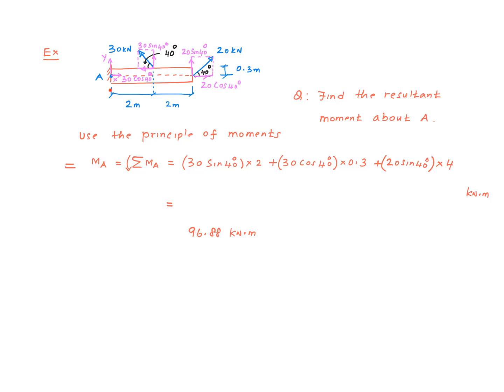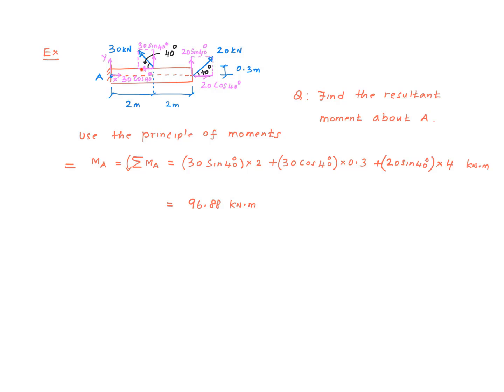And here is my XY coordinate system, and here are the components of these forces with respect to these directions. And here is the sum. So 30 sine 40, which is this one right there, right, has a perpendicular distance of 2 meters. And that's going to give me a counterclockwise moment. So I have a positive sign in front of that. So the 30 sine 40 multiplied by 2.